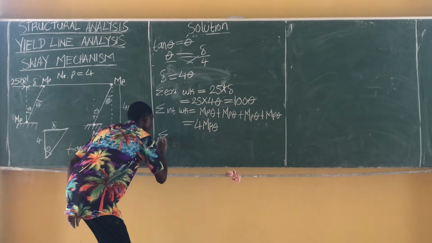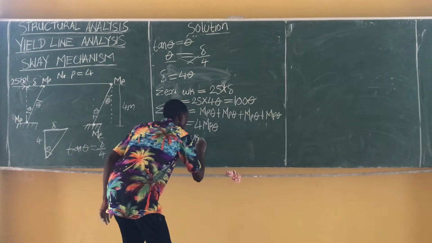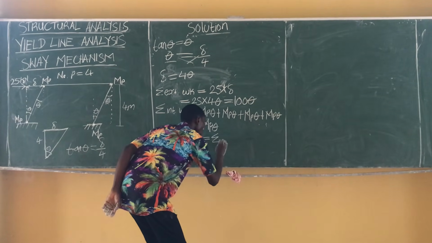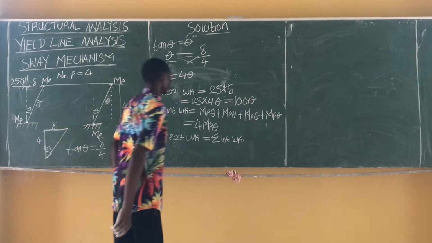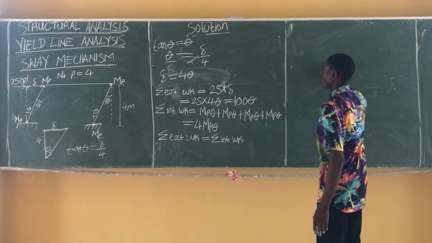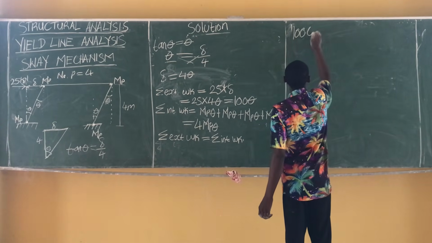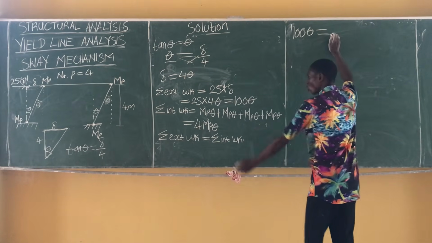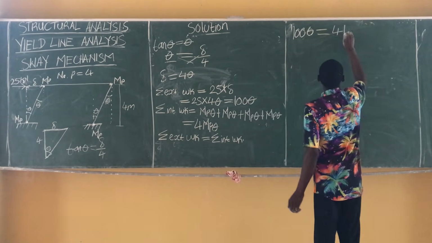Hence, summation of external work done is equal to summation of internal work done. So what's our external work done? Our external work done is 100 theta, and that's equal to summation of our internal work done, which is 4 MP theta.